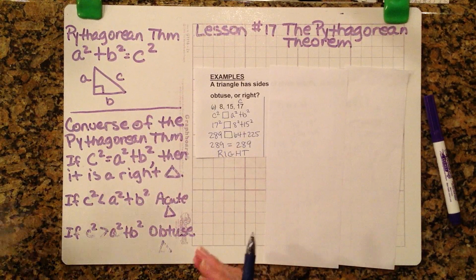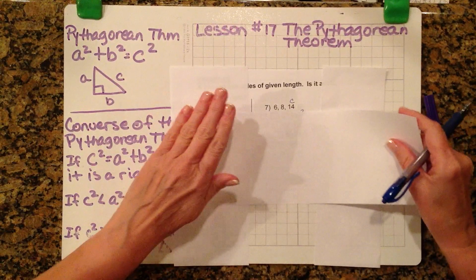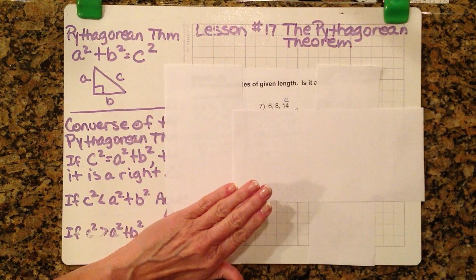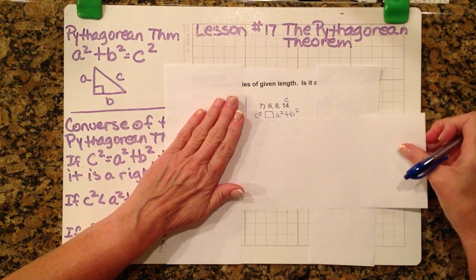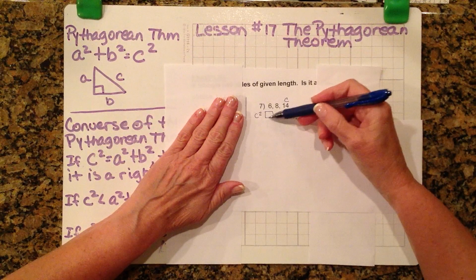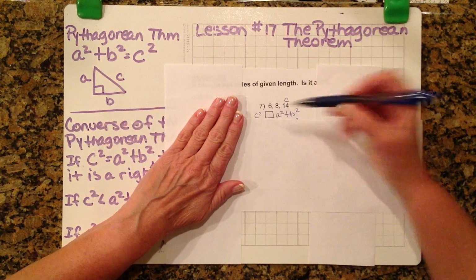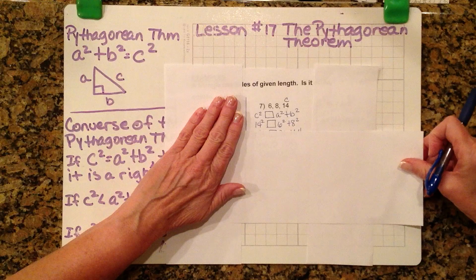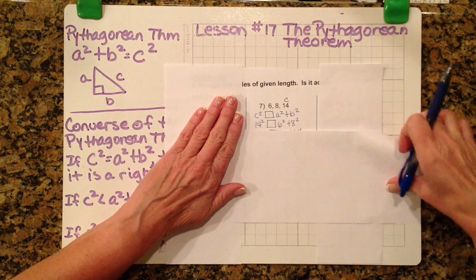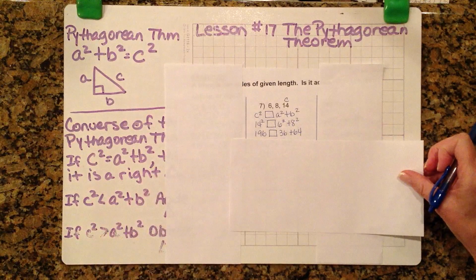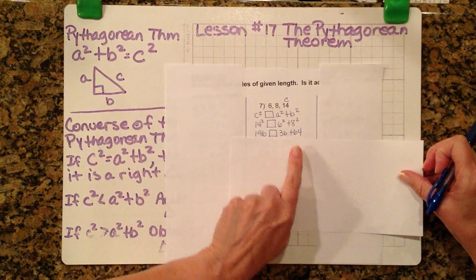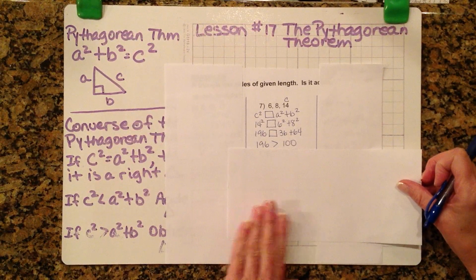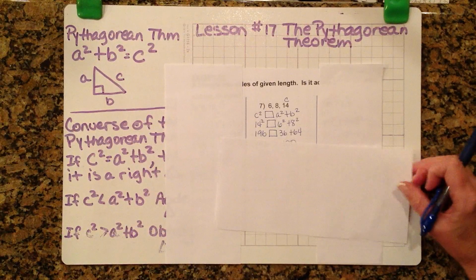Okay, let's go on to the next one. And here my sides are 8, 6, and 14. C is the longest side, so I have 14 as my longest side. So I want to set it up as C squared, and I have a blank because I don't know if I'm going to have equal to, greater than, or less than in that blank there. Okay, put in my numbers, 14 squared, 6 squared, and 8 squared. Okay, 14 squared is 196. 6 squared is 36, and 8 squared is 64. Okay, add 64 and 36 together, and you get 100. So C squared is greater than 100.